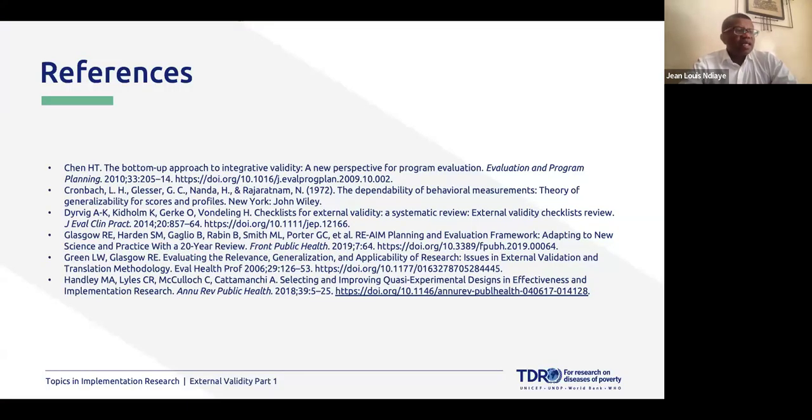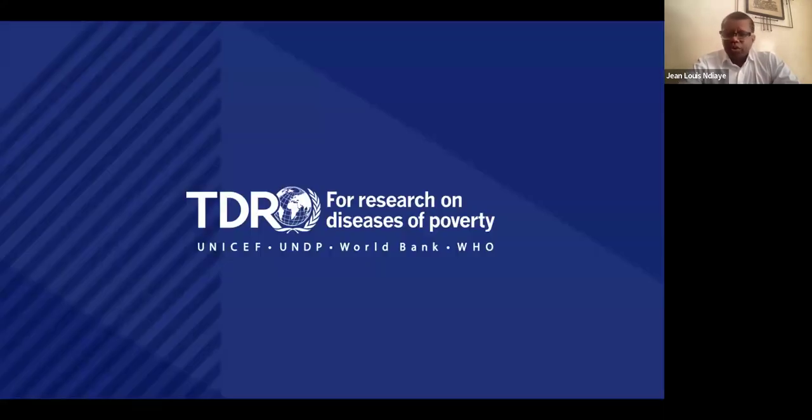Great. These are some references that can be used if you have time to look at them. There are some websites and papers published in that particular domain, and they could help you better understand what external validity is, what the different factors are that can really improve it, but also what the threats to external validity are. So thank you very much for your kind attention.